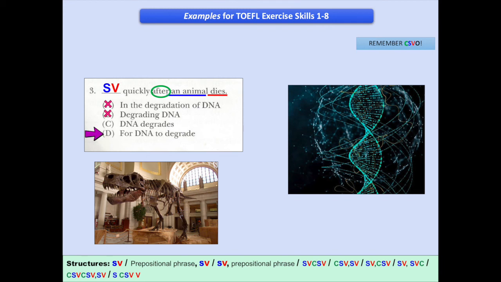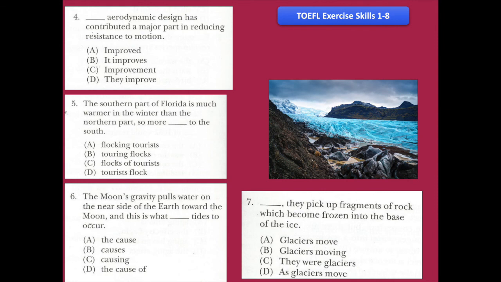Dog starts with a preposition, for. Remember skill 2, objects of prepositions cannot be subjects. So that means this word DNA cannot be a subject, and we need a subject. So this is not our answer. That means our answer is cat. DNA degrades.